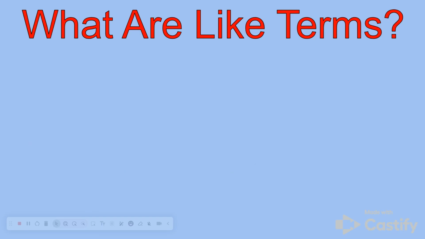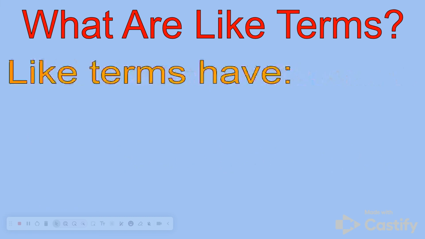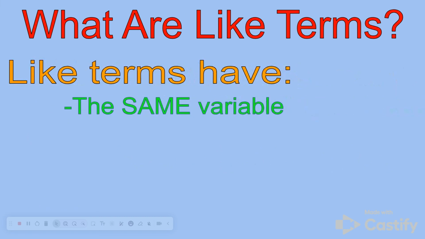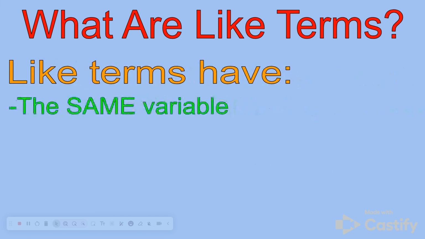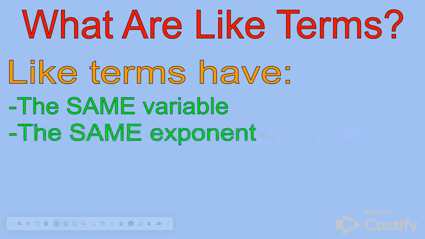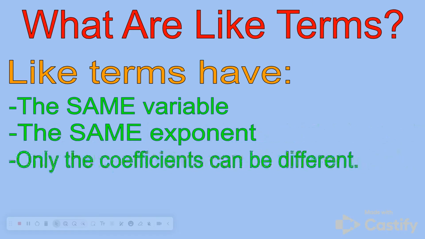So in order to collect like terms, we should probably know what they are. Okay, so like terms are any terms that have the exact same variable. Remember, variable is the letter that stands for a number. Okay, and they have to have the same exponent. So they have to have the same letter, and the letter has to have the same exponent to be considered like terms. Okay, only the coefficient can be different in like terms.